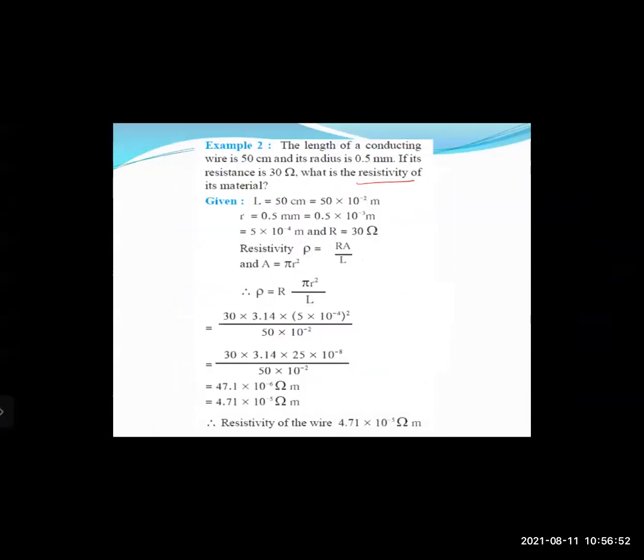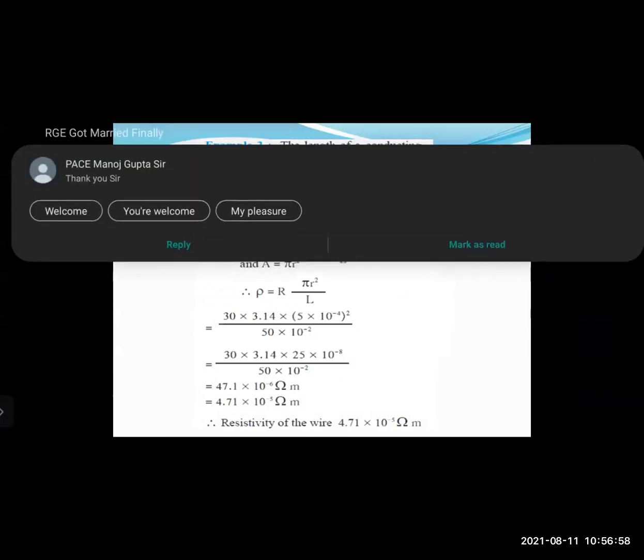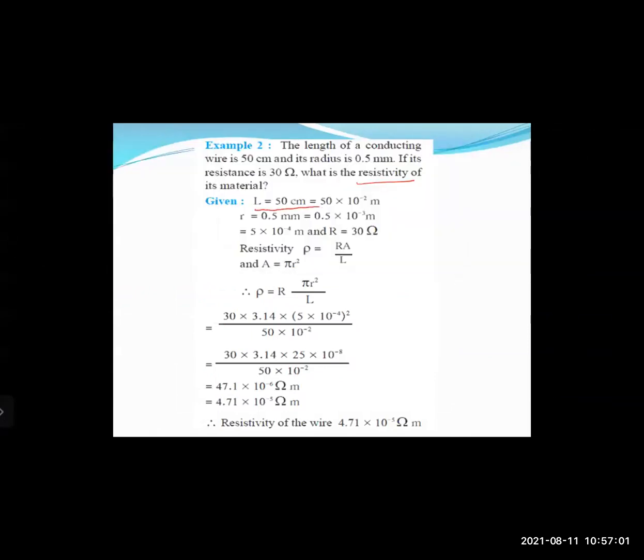So again, we will write down the given quantities. First is length. So length is 50 centimeters. First of all, we'll write L. L equals 50 centimeters. That will be 50 into 10 raised to minus 2 meters. Now you are aware 1 meter equals 100 centimeters, right? So that means 1 centimeter will be 10 raised to minus 2 meters, right? So we will convert the quantity of centimeters into meters. So length will be 50 into 10 raised to minus 2 meters, right?